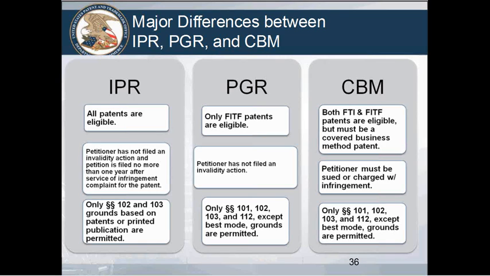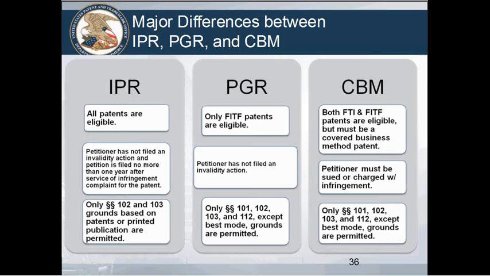For IPR, we'll not institute a proceeding if the petitioner has filed an invalidity action. Also, the petition must be filed no more than 1 year after service of any infringement complaint against the petitioner. Now for PGR, it's only available 9 months after issuance, and within the first 9 months after issuance, there's only a requirement that the petitioner has not filed an invalidity action. For CBM, the petitioner has to be sued or charged with infringement in order to file the petition properly.